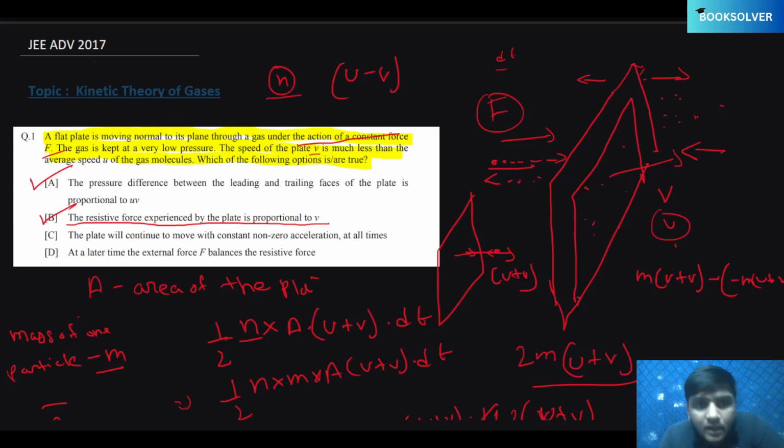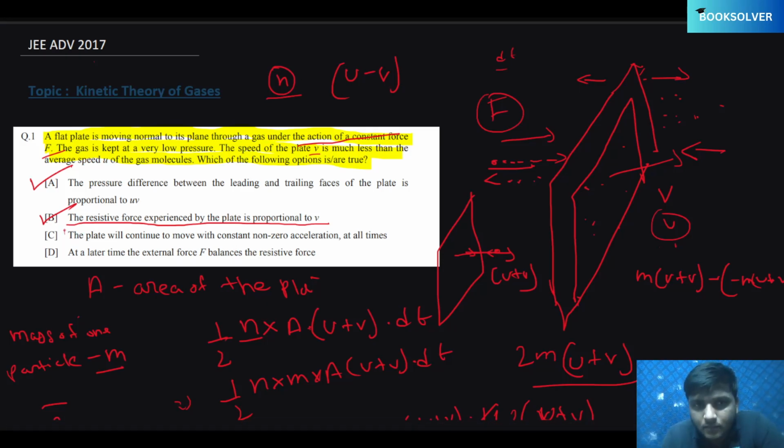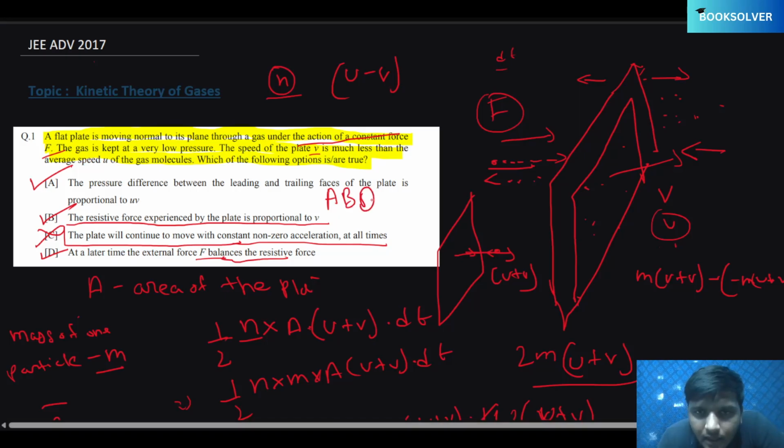Now, similarly, the plate will continue to move with constant non-zero acceleration all the time. This is not true actually, because at some time, as the resistive force is also acting here, it will attain a balanced force and a terminal velocity, so then it will no longer be accelerated. At a later time, the external force, as I said earlier in the C option, will be balanced by the resistive force, and only then this condition will be false. Hence our option D is also correct, and the correct options are A, B and D. Thank you everyone.